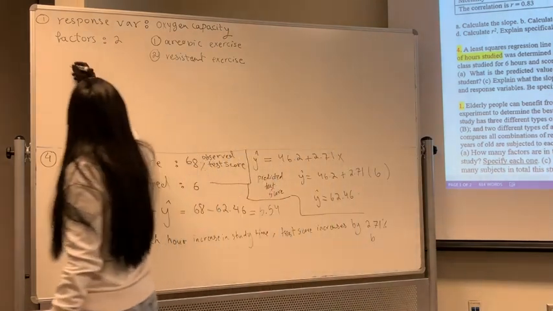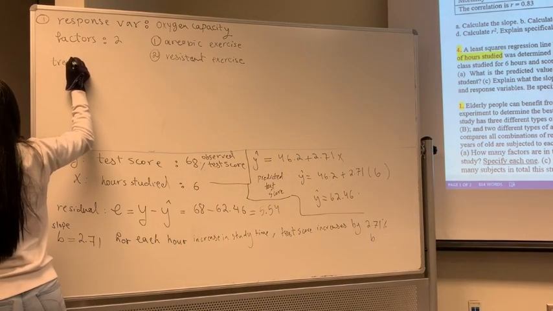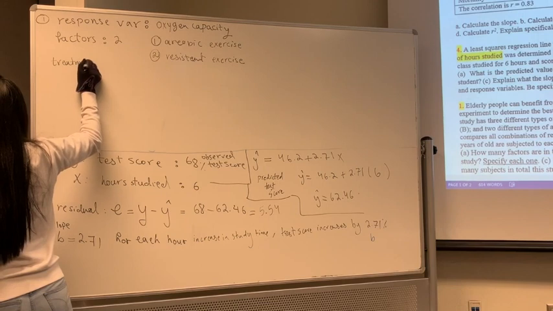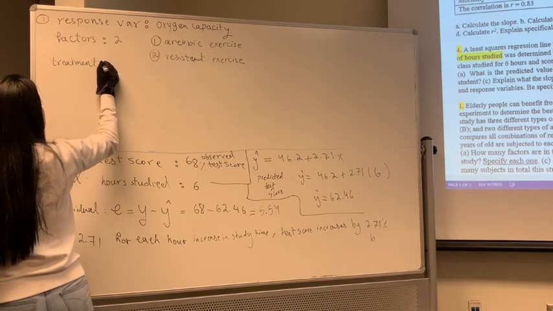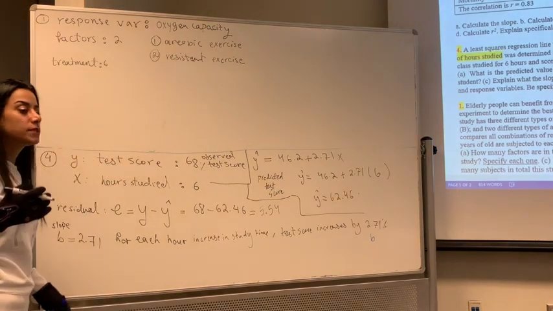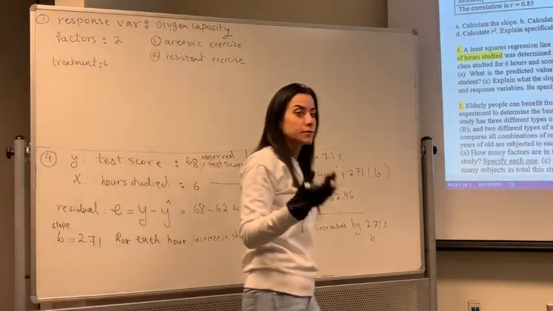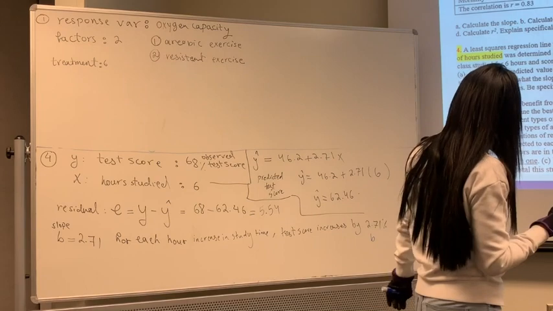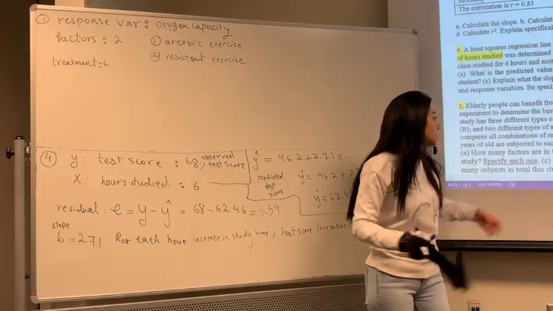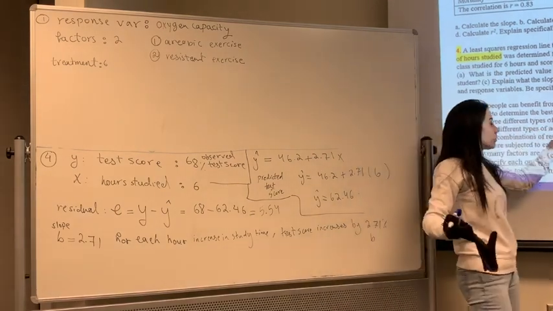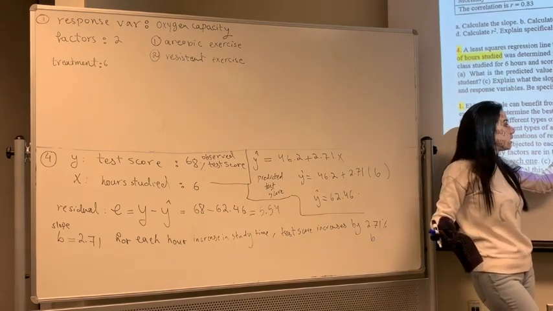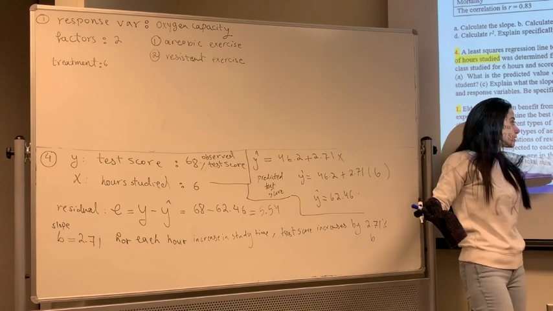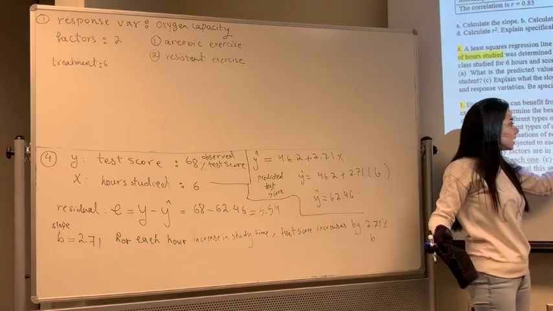And now we want to see what the treatments are here. Treatments, 6 treatments. There are 6 of them. Is that correct? Yes, 6 treatments. So treatments are a special condition in an experimental study. So now here the conditions are different combinations, because we have 2 factors, combinations of levels of resistant exercise with aerobic exercise.